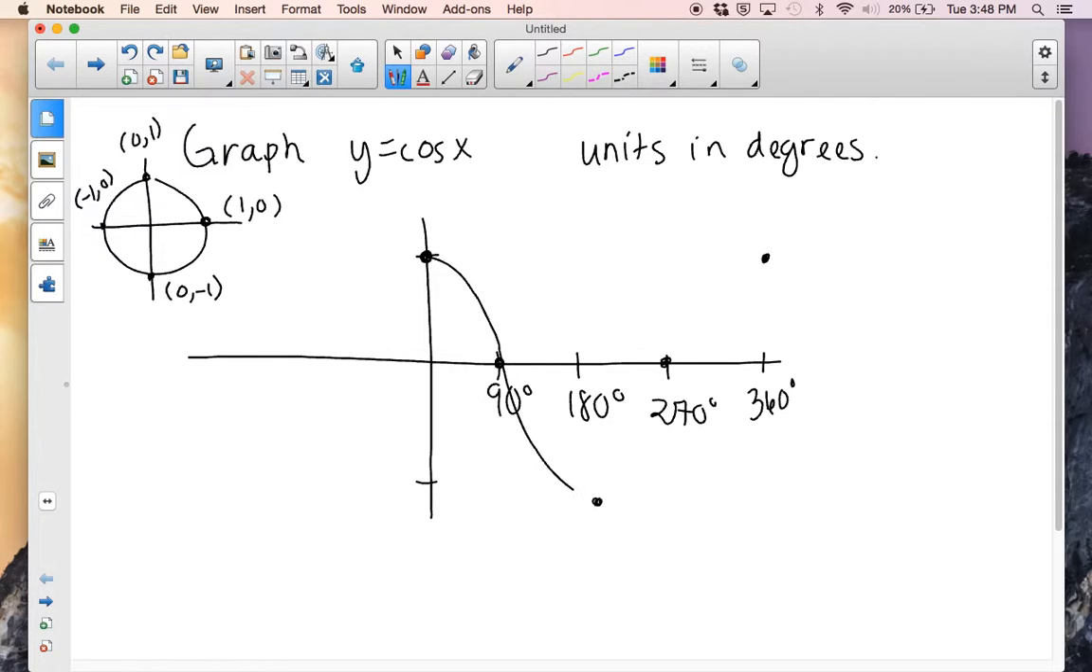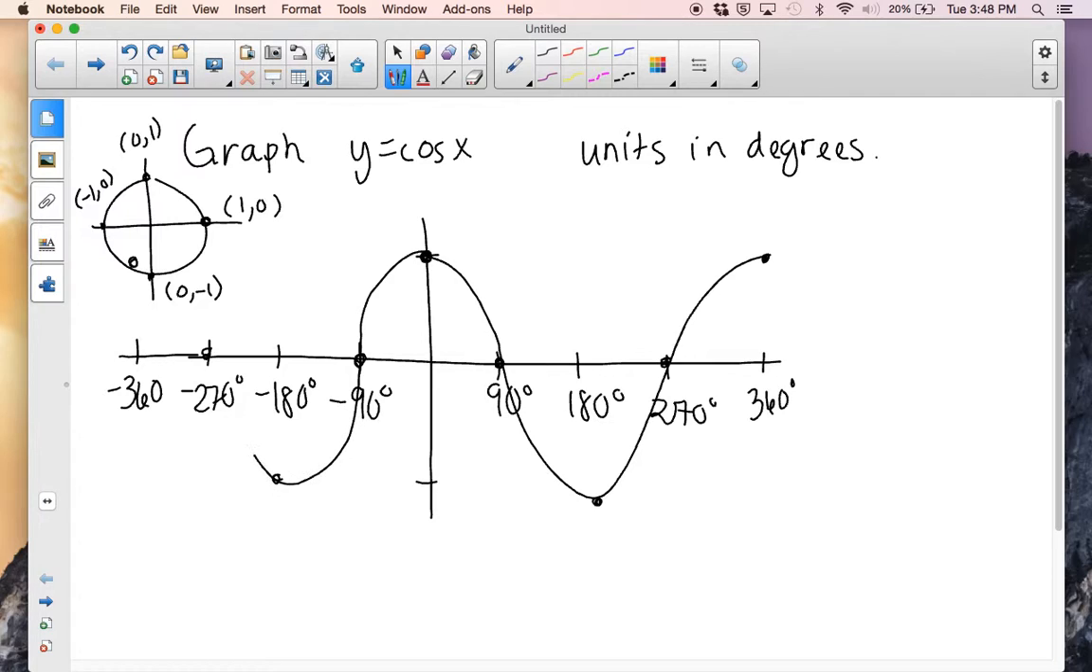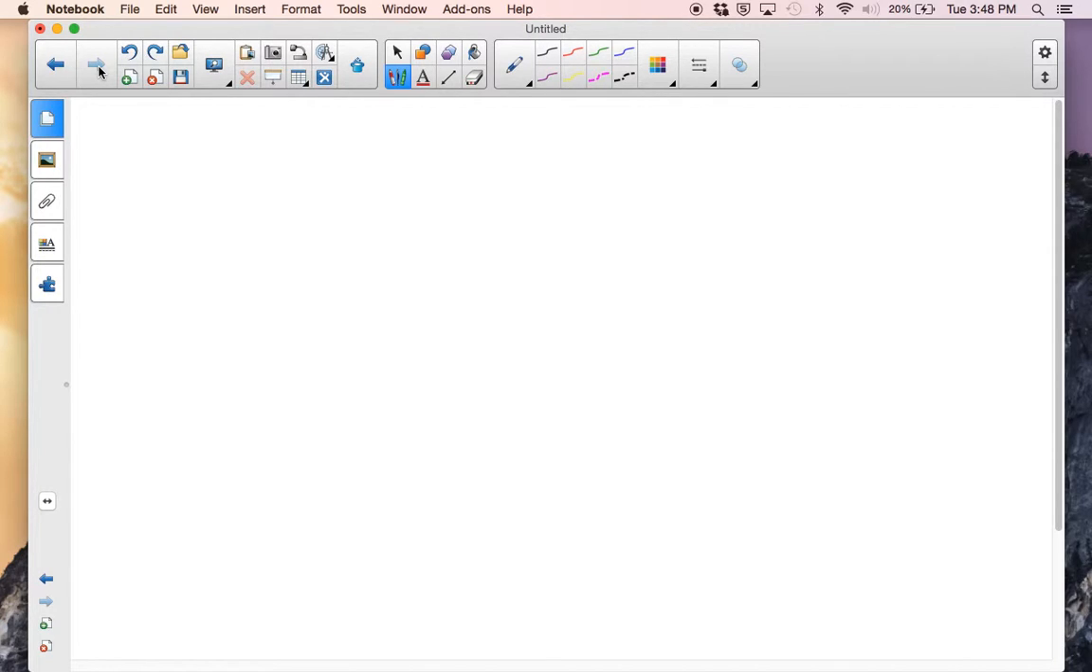And you can connect, do the negative direction, negative 90, negative 180, negative 270, negative 360, plot, and connect. And there we go. There is cosine of x. Okay, so that's in degrees. Erase your boards. Boards should all be erased.